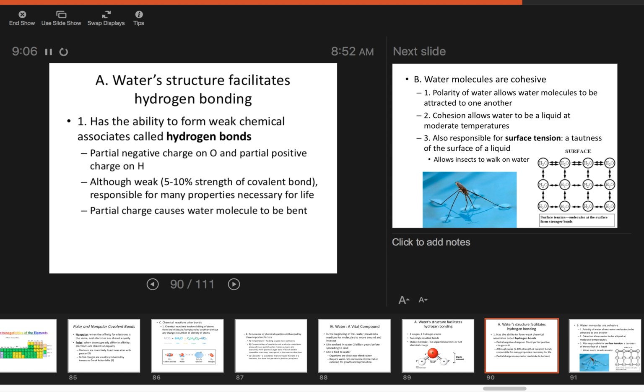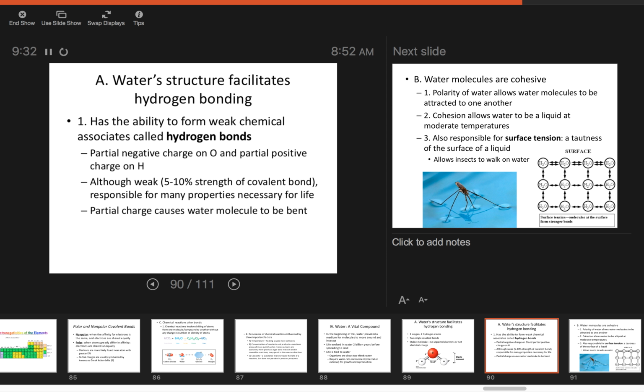Because of these slight charges, the slight dipoles, it can form something called hydrogen bonds. Weak chemical associations between other water molecules: the partial negative charge on the O and the partial positive charge on the hydrogen. It's very weak, 5 to 10% strength of a covalent bond, but it is responsible for the many properties that are needed for life. And so we will look at those properties.